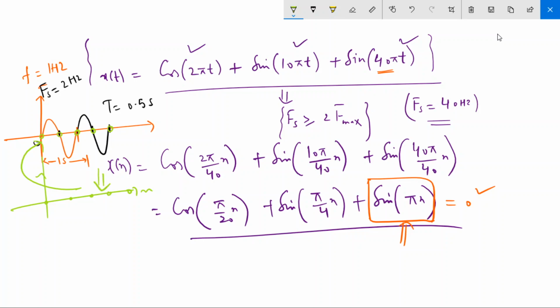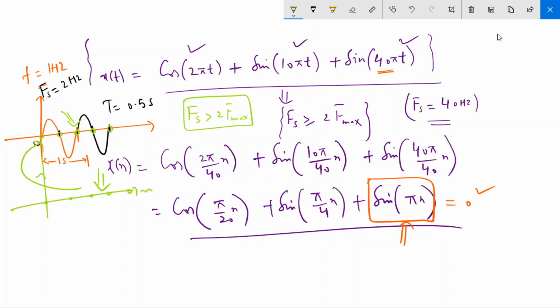So what I conclude is that it is generally not advisable to sample a signal at its Nyquist rate. We should always choose a sampling frequency which is greater than twice the maximum frequency. A simple solution to avoid this problem is this. If you choose a sampling frequency just equal to twice the maximum frequency, you may get a situation like this, where you are sampling the signal only at the zero crossing points. As a result, the signal information will be totally lost.